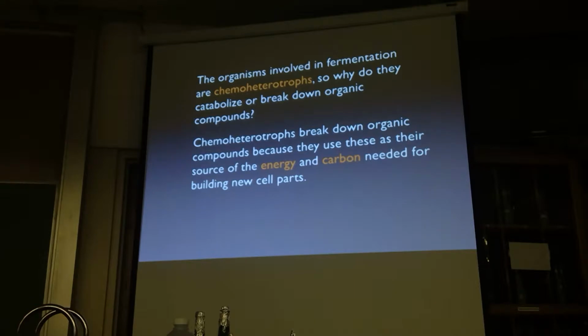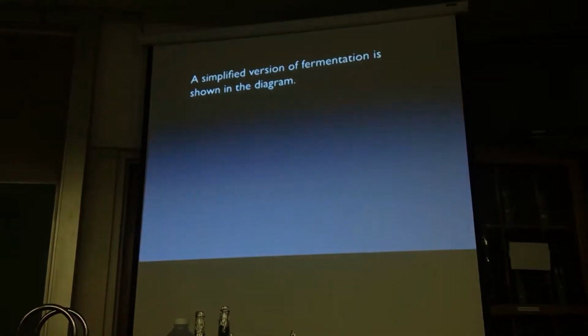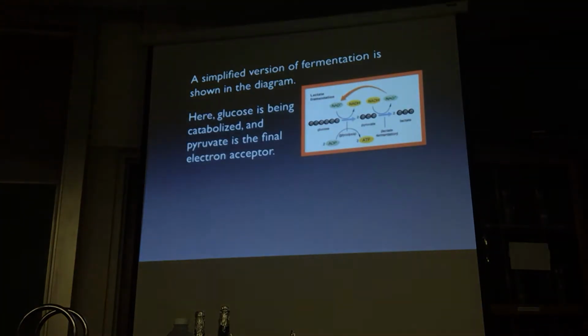So chemoheterotrophs are breaking down organic compounds because they're going to use these as their source of energy and carbon, so they can build new parts, and they have the energy to do it. And here's a simplified version of fermentation, this little diagram. This is showing glucose on the left, and then you see an arrow that indicates some chemical reaction is happening. This is a very short diagram because actually to get from glucose to pyruvic acid requires a whole bunch of steps. This is a short version of fermentation.